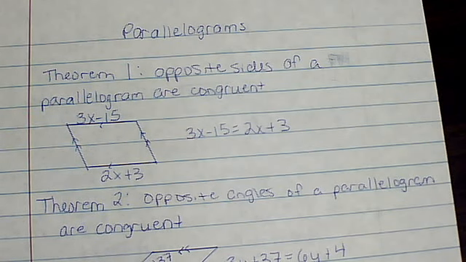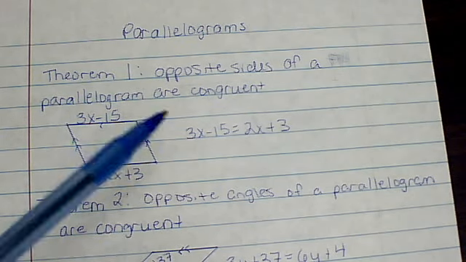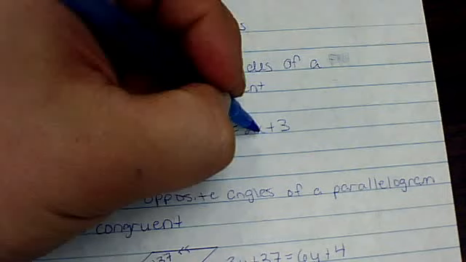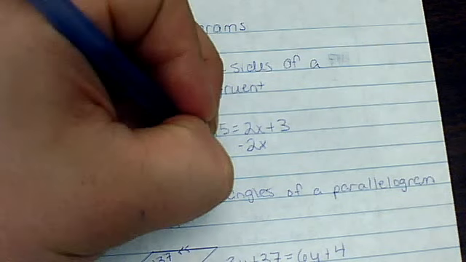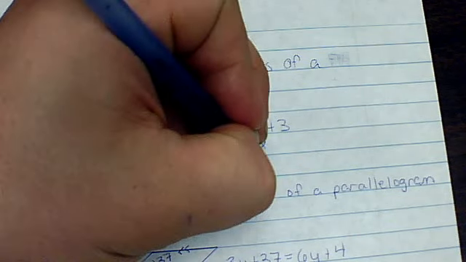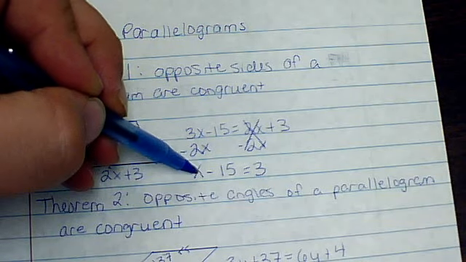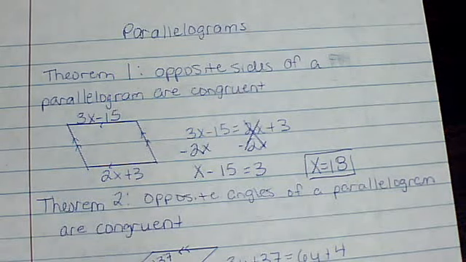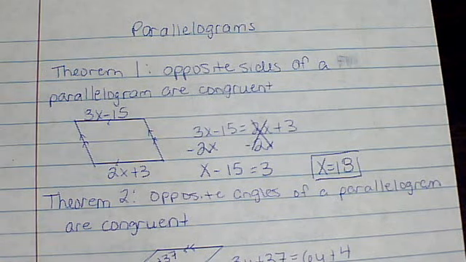So if this was a parallelogram like a rectangle, for example, I know in a rectangle that opposite sides are congruent, so I can solve for my value of x here by just doing basic algebra. I can go through and subtract 2x from both sides, which leaves me with x minus 15 equals 3. So I know now my x value is 18, because 18 minus 15 is what gives me 3. So x would equal 18. So you should be able to solve problems on parallelograms where you set the sides congruent to one another.